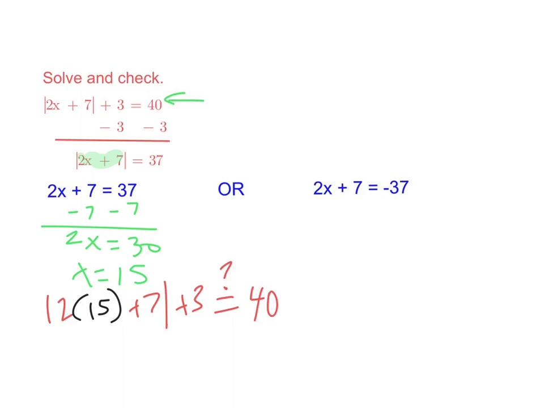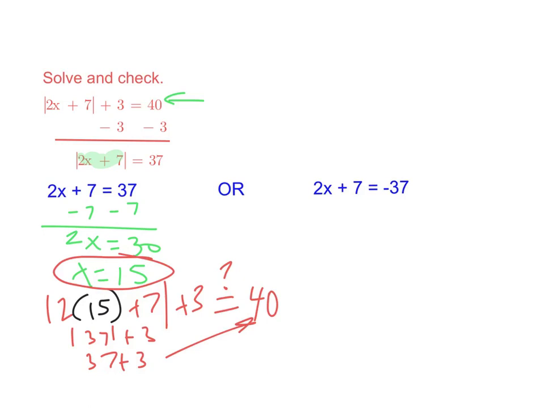So this is the absolute value of 37, plus 3. That's 37 plus 3. That does equal 40. I'm in good shape. So that one checks, and now I can circle it. The other one checks too.